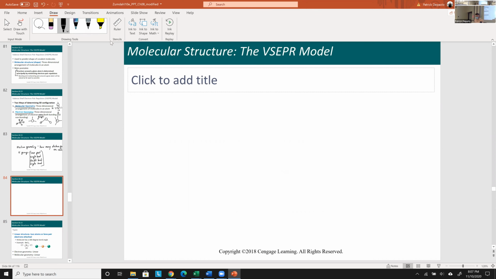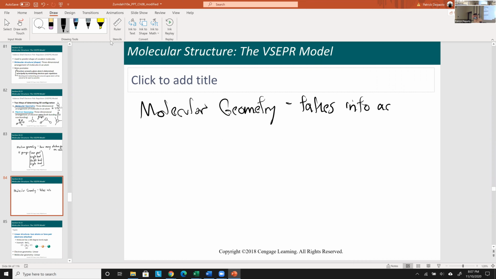So the molecular geometry, what it does is it takes into account lone pair electron repulsion. It's important. So it takes into account the lone pair repulsion.